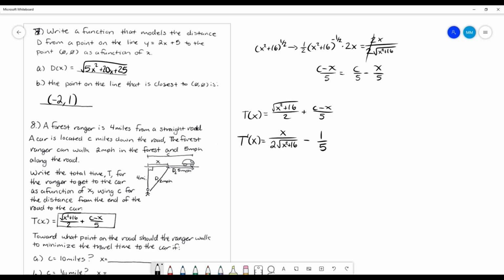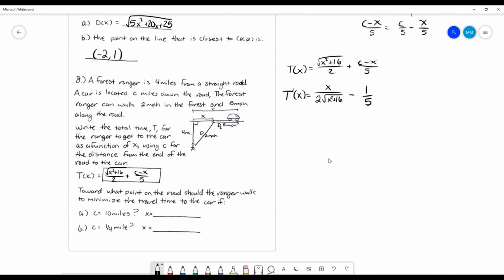And I know what you might be thinking: what do we do if the c disappears? Because these questions ask about the c value. Well, it apparently just doesn't matter. It just doesn't really matter, and you'll see here in a minute.